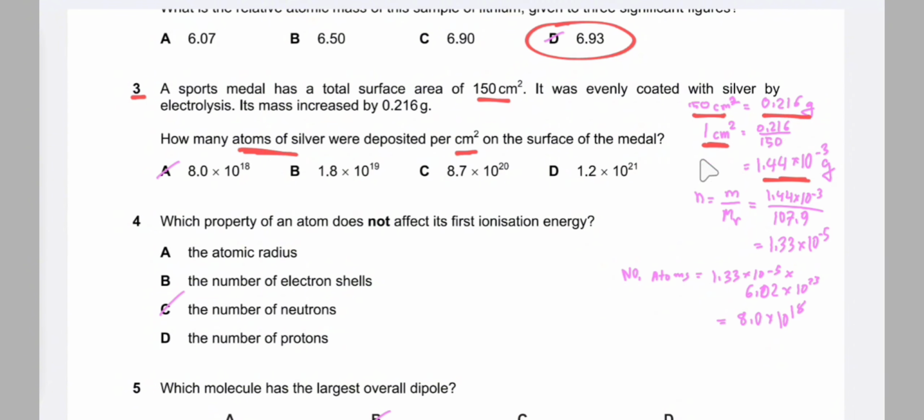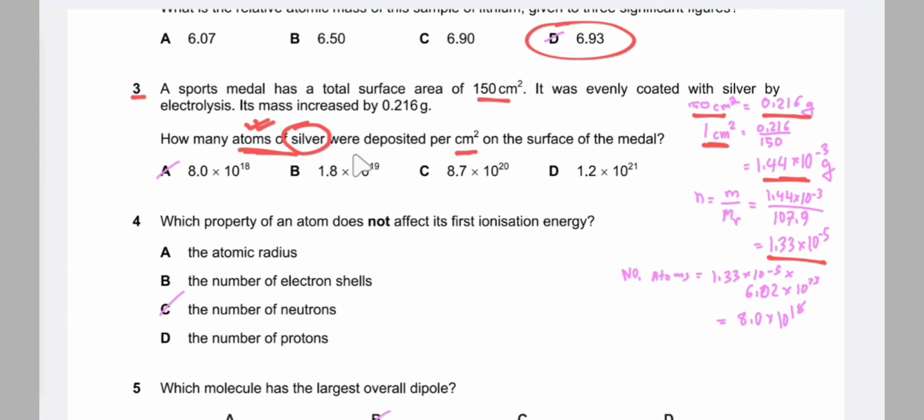So we know the mass in gram, and since it is silver, we need to find the number of moles of silver. The number of moles is equal to mass in grams by Ar or Mr. So mass in grams by Ar of silver, which is 107.9. So the number of moles comes to be 1.33 × 10^-5. So this is the number of moles of silver. Now we need to find the atoms.